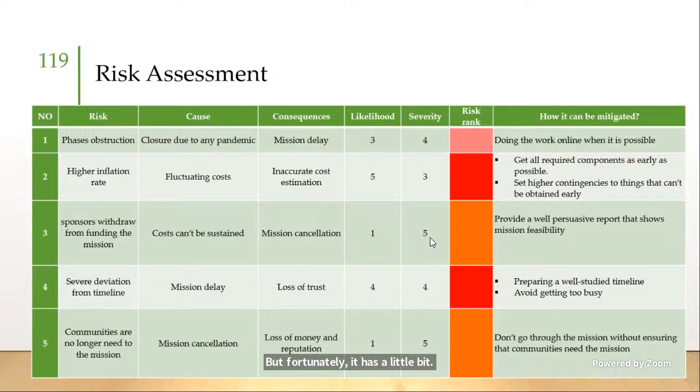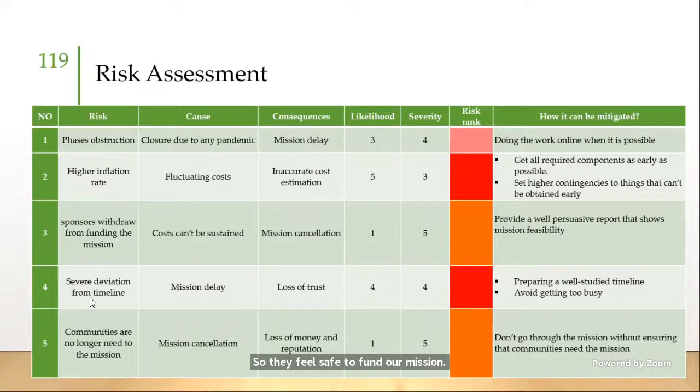So with the high severity, when we mix both of those probabilities and severity, we may have a moderate risk. But anyway, to mitigate this risk, we can provide a persuasive report to those sponsors, so they feel safe to fund our mission.